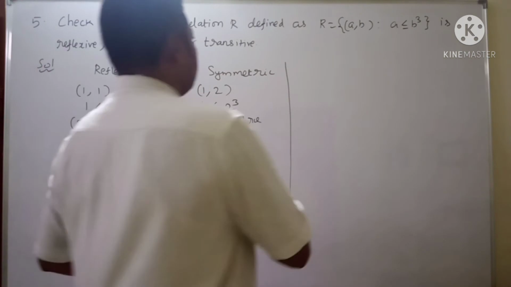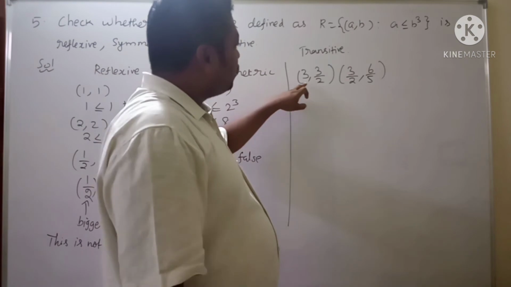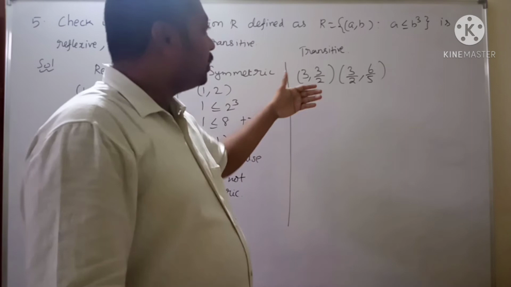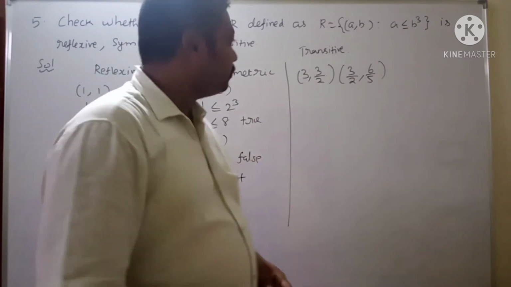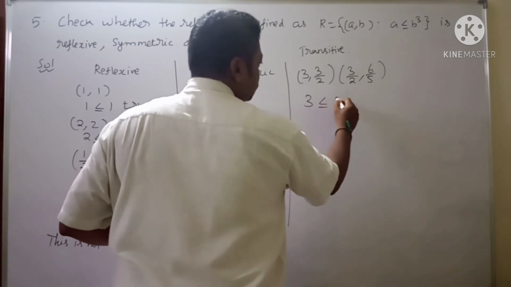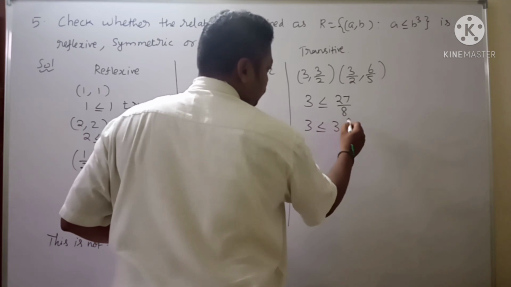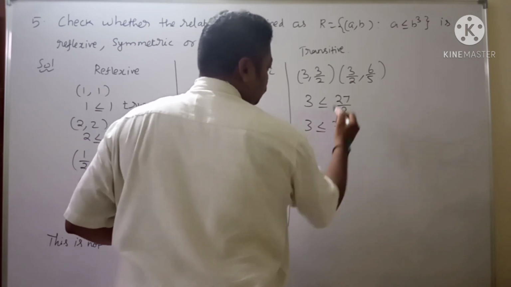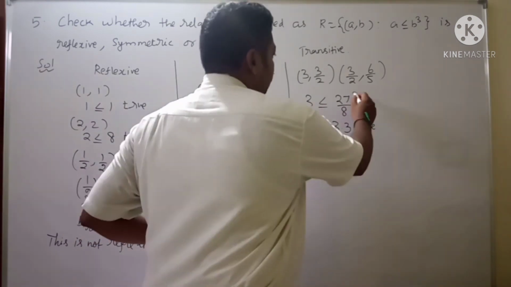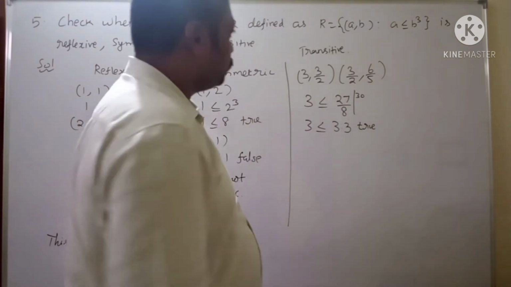Okay. So let's check for transitive. We have to take values which satisfy the given condition, by trial and error method. Actually it will take some time. Okay, fine. So let's take it. So 3 ≤ 27/8. 3 eights are 24, so it is greater than 3. So this is true. Equal to 27/8, when we divide we get 3.3. So this is true.